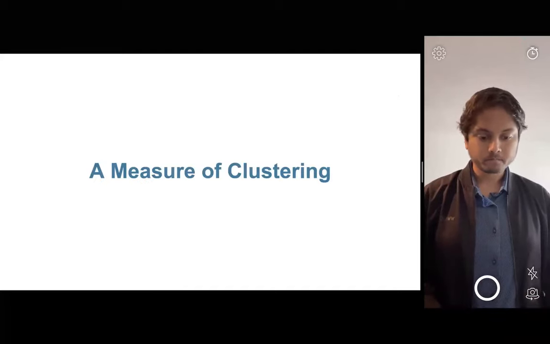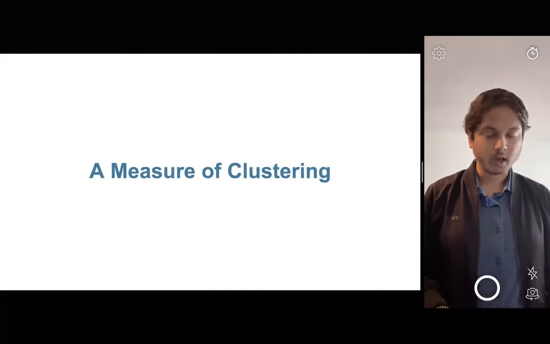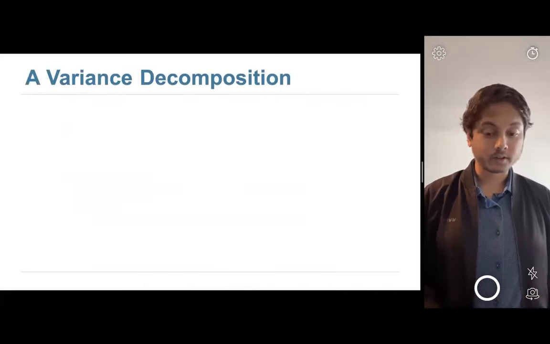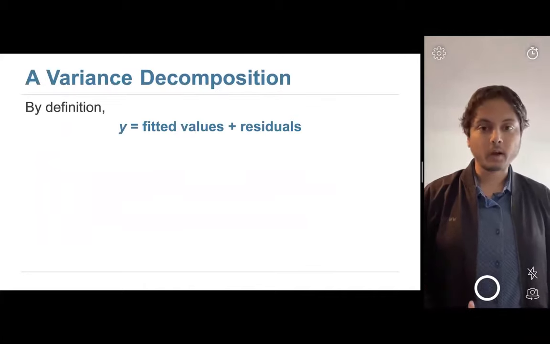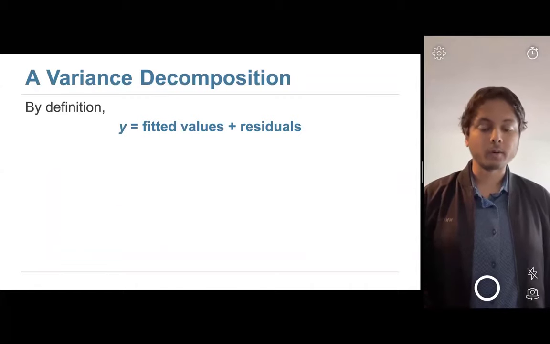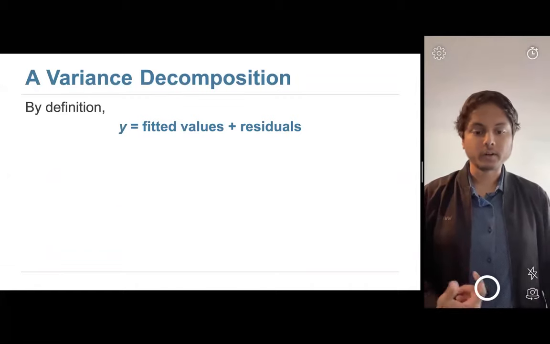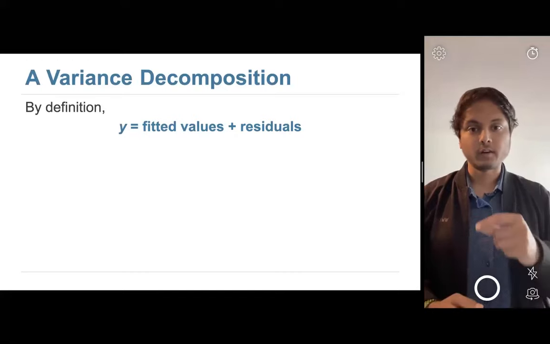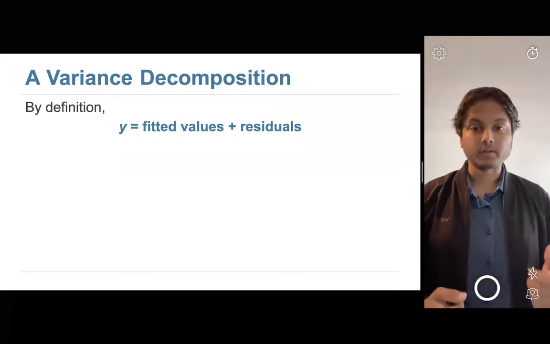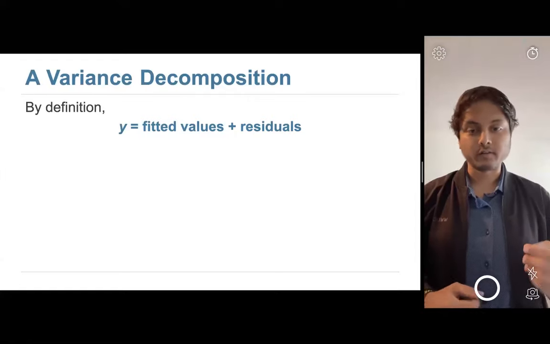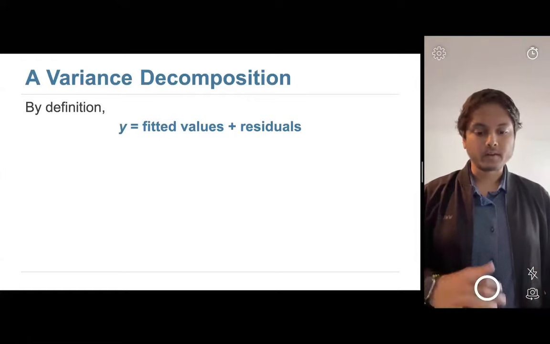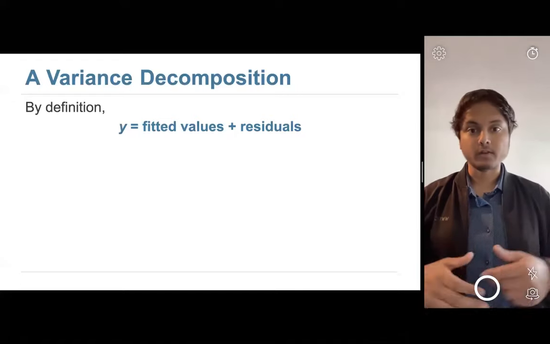So first of all, a quick recap of what we talked about towards the end of the lecture on Friday. We talked about this variance decomposition, and the way we arrived at the decomposition was we said, okay, we know that your y variable equals the fitted values, which is the values on the line, plus residuals, which is the difference between the actual value and the fitted value. And so you can break up what y is using this.